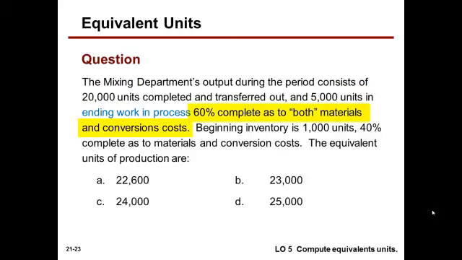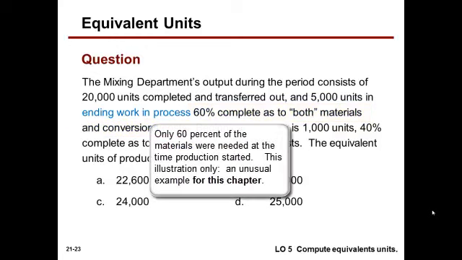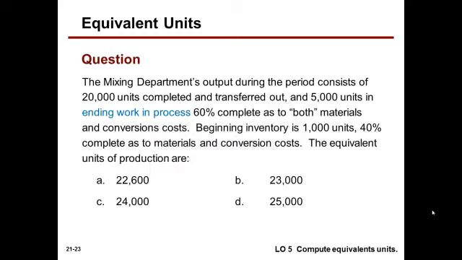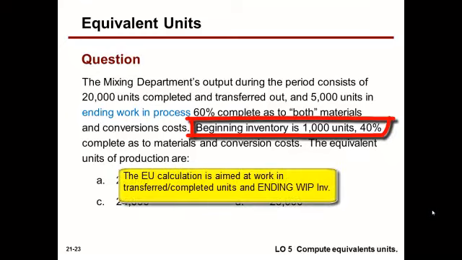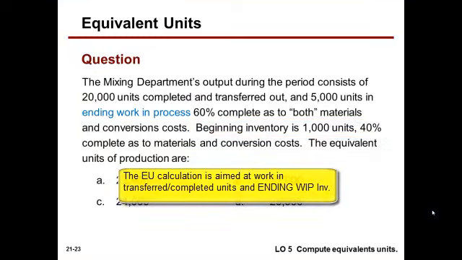This is a slight twist here. We're assuming that all the materials were not introduced when it was started. We're given that the beginning inventory is 1,000 units, 40% complete with respect to materials and conversion costs. What are the equivalent units of production during the current month? First hint, ignore the beginning inventory. Just deal with the ending transferred out units and the ending work in process.